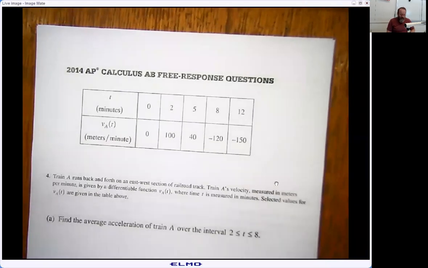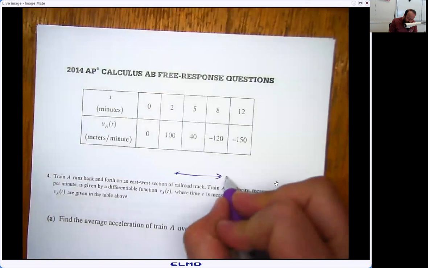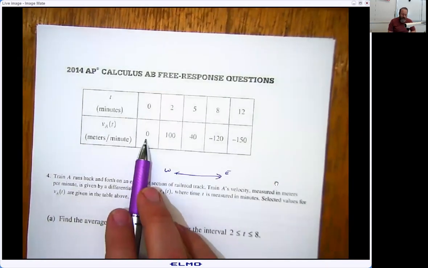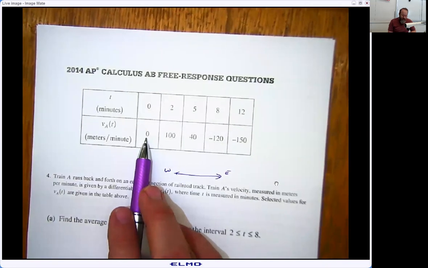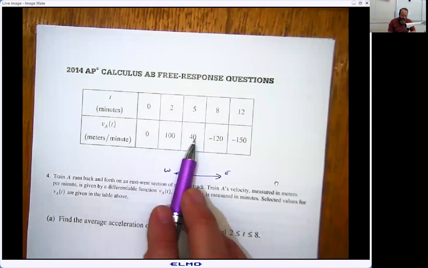So here we go with our image. Notice we have this nice little story here, and it's a train that is moving east and west along a railroad track. So it's moving this way right here to the east and the west. According to this, it appears that it has stopped because it had a velocity of 0, and it's moving forward. So to the east at time 2, further to the east at time 5.